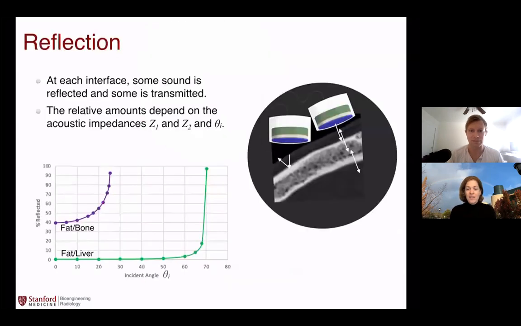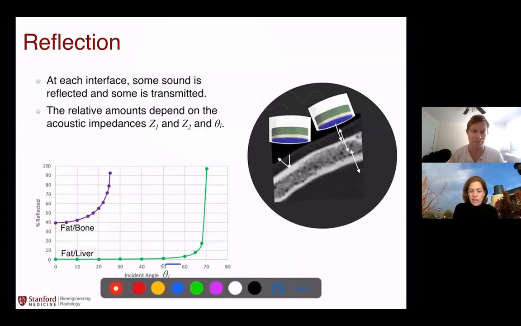And this is just what we talked about the other day, where there's the reflection at an interface. If you look at a fat-liver interface, you can see that there's not very much reflected at all until you get up to these larger angles over here. Then you can see that there is this big reflection right here, and that's what we call the critical angle. But what we're more interested in is the reflection at bone. You can see that the critical angle there is much, much lower. Now it's about 25 degrees or something on that order.